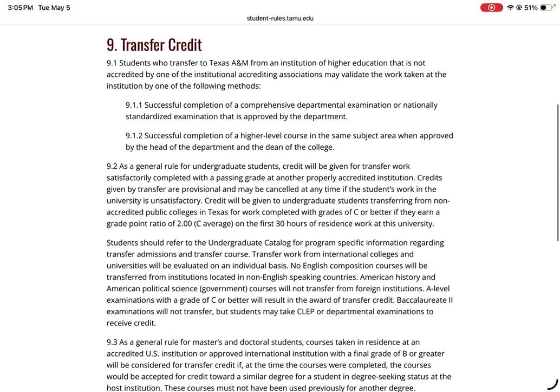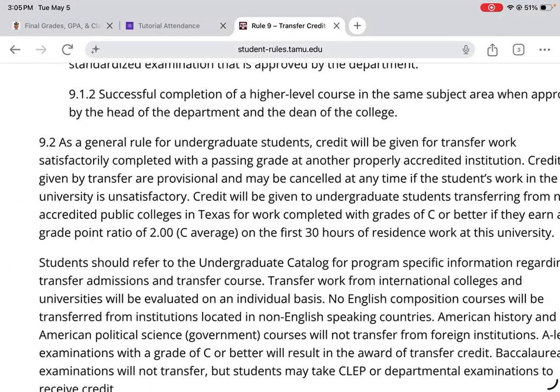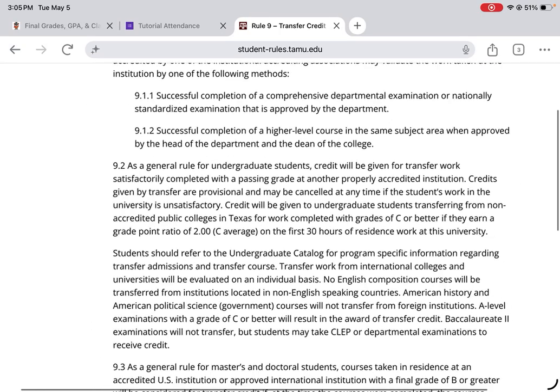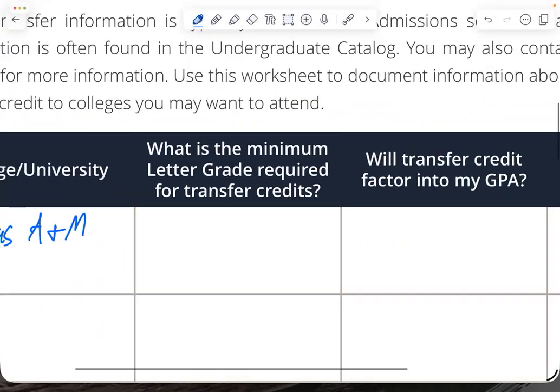So then right here on their website, it says, as a general rule, credit will be given for transfer work satisfactorily completed with a passing grade at another properly accredited institution. So that means as long as they pass the class, they will receive credit. So, passing.